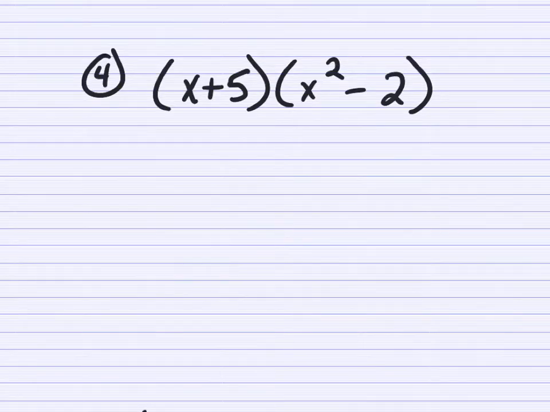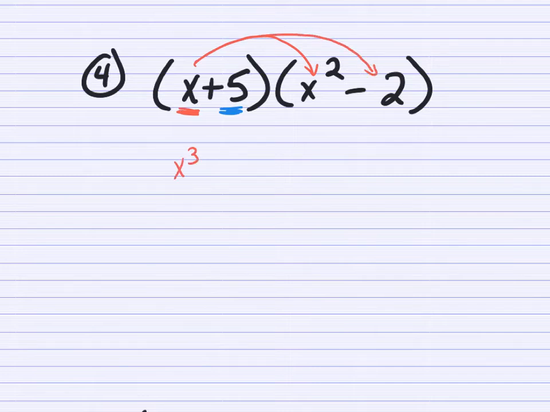All right, question number 4. Again, we have a binomial, x plus 5, times another binomial, x squared minus 2. So we're going to do, again, not FOIL, but instead the distributive property twice. It's really the same thing, so if you hear me say not FOIL, it really is FOIL. So I'm going to start with distributing this x, and then I'm going to distribute this 5 to both terms in the other binomial. So x times x squared gives me x to the third.